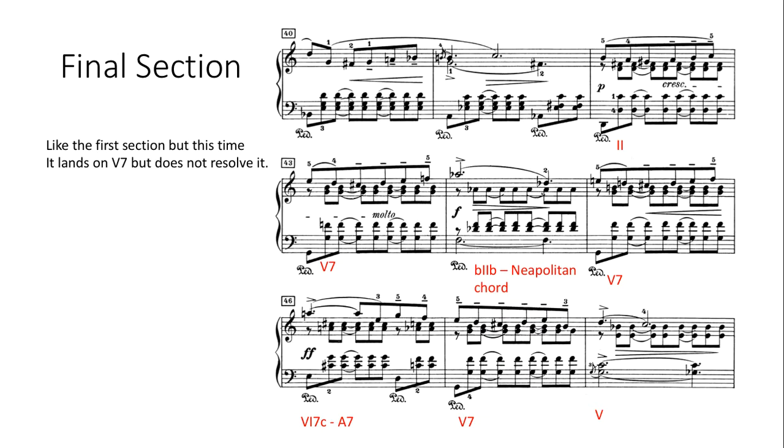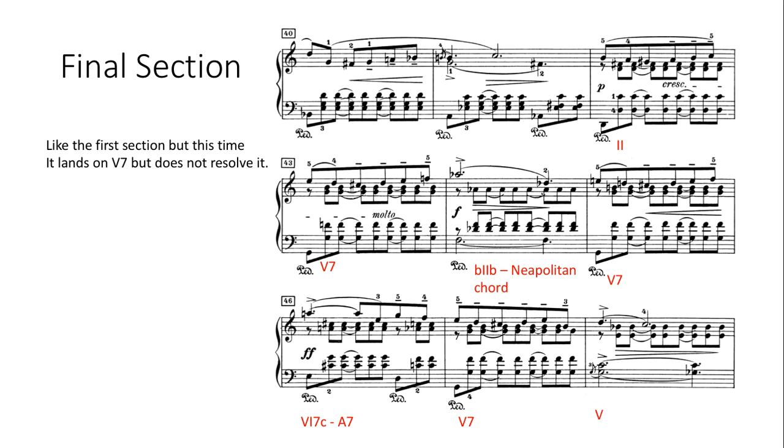Right, and then we're into this final section, which is effectively a varied repetition of the A section at the beginning. So we are reintroduced to the main idea, and then it's very much like the first section, except instead of landing on chord 2 and then subverting the expectation that we might land on chord 5, this time we land on the dominant chord.